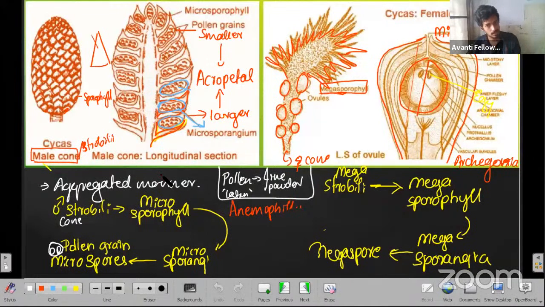So this much is related to the male. Can they be called spore mother cells, sir? Yes, Manvita, we can use that term also. No issue.